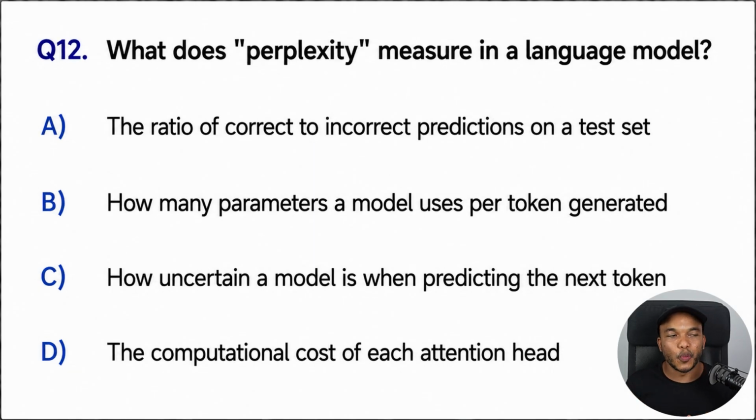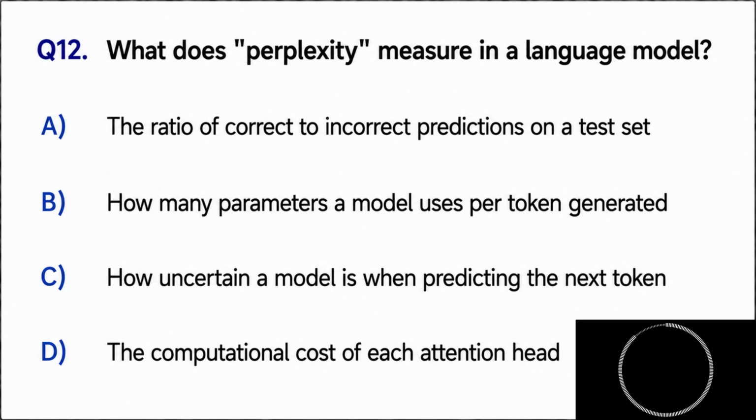Question number 12. What does perplexity measure in a language model? Is it A, the ratio of correct to incorrect predictions on a test set? Is it B, how many parameters a model uses per token generated? Is it C, how uncertain a model is when predicting the next token? Or D, the computational cost of each attention head? Good luck, your timer begins now.